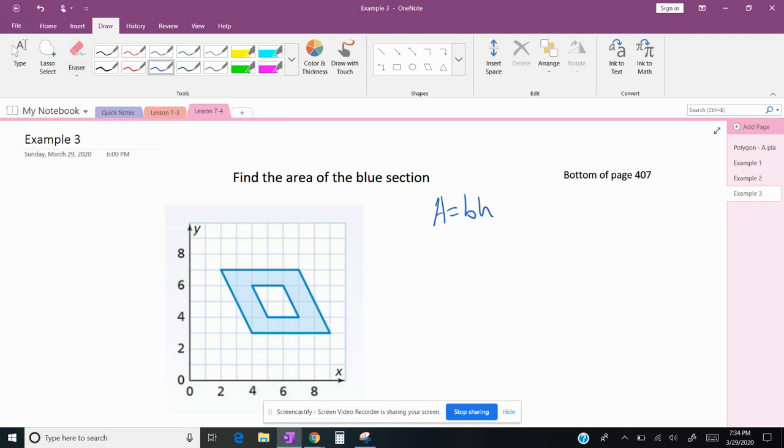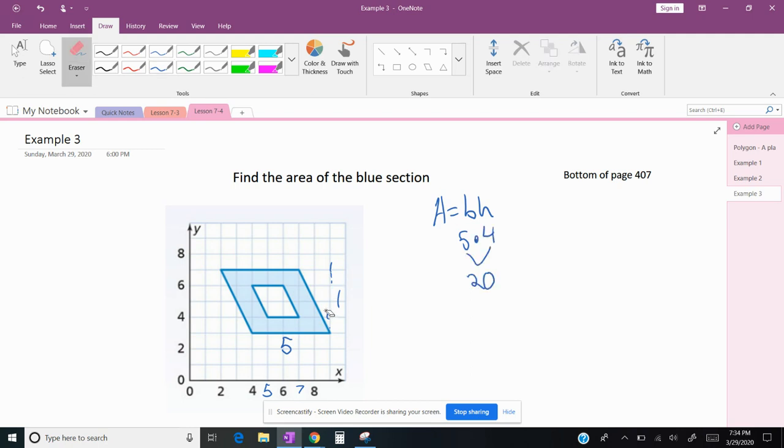Only they don't give me a base and height. I need to use this grid to figure out the base and height. So it looks like each space is worth 1 unit. Actually, let me do it this way. 1, 2, 3, 4, 5. The base of the large parallelogram is 5. The height, remember the height has to form a 90-degree angle. So it's going to go 1, 2, 3, 4. I'll make it dotted lines. So the height's 4. So it's going to be 5 times 4, which is 20.